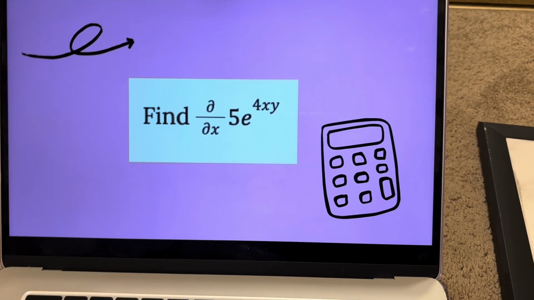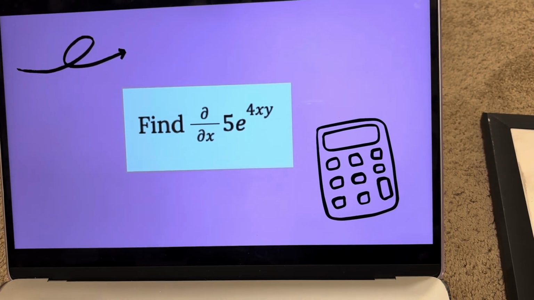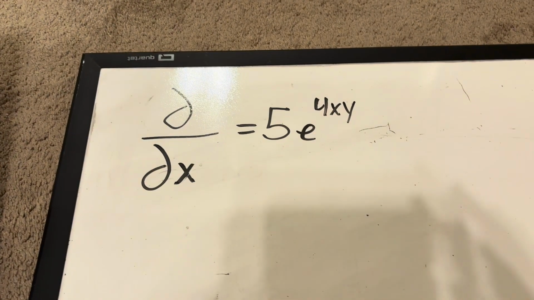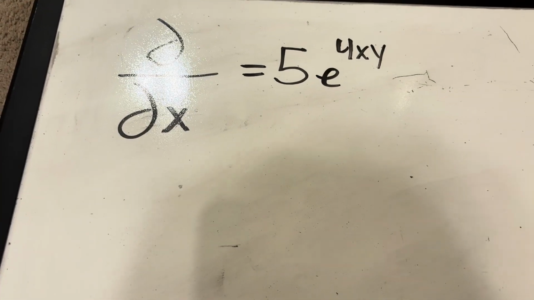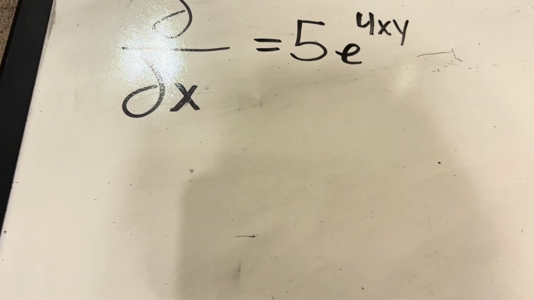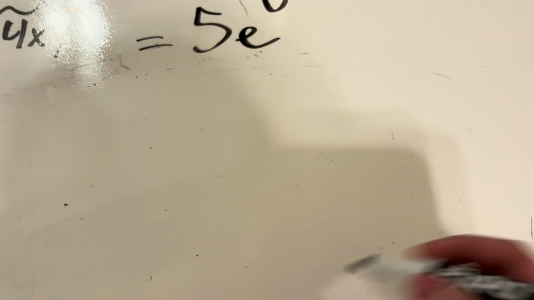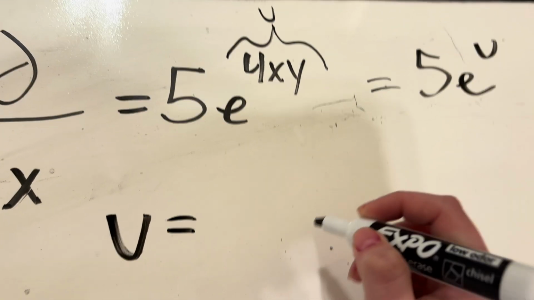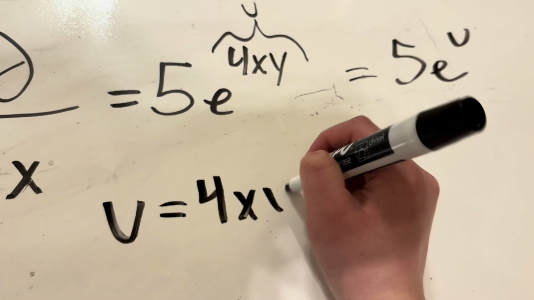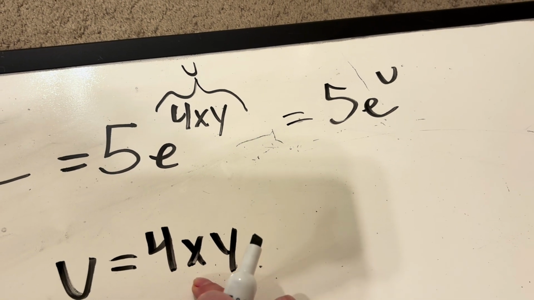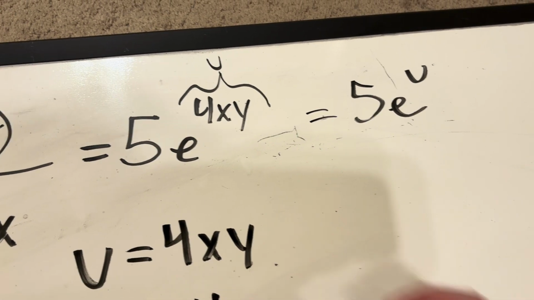For our second equation, we have to take the first partial of 5e to the power of 4xy. And I've already have it written down here on my whiteboard again. So this equation is going to call for u sub since we have the e. So we're going to make this part our u. So that's going to equal 5e to the u. So we're going to write our u down here, which is going to be equal to 4xy. We're going to take the derivative. So we will only be taking the derivative of 4x, which will leave us with 4y.